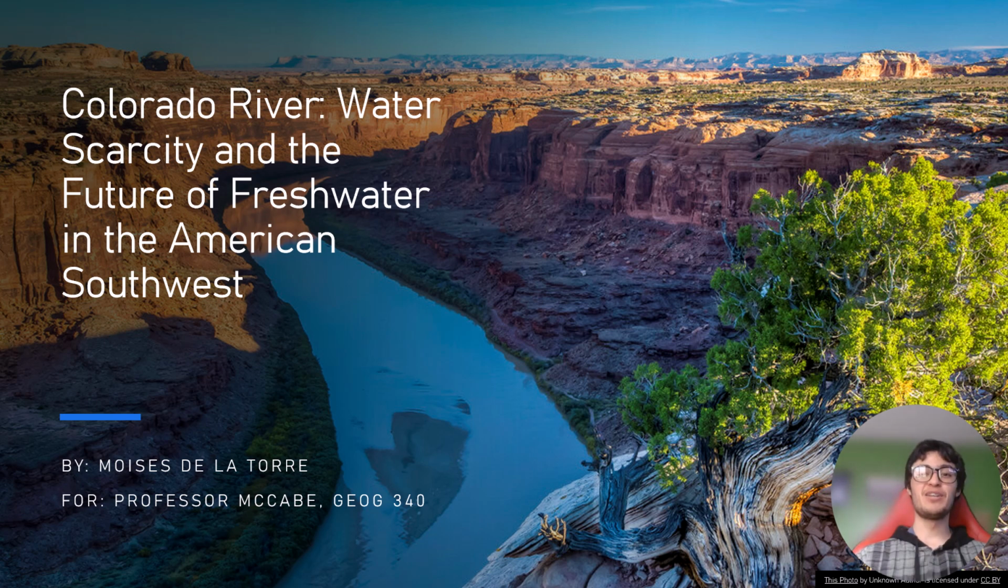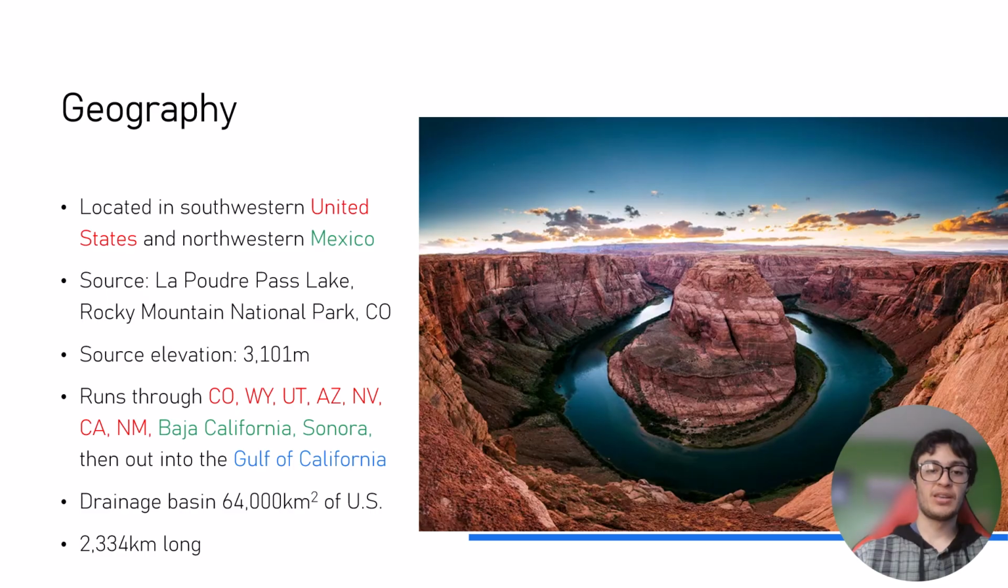My name is Moises de la Torre, and I will be presenting the Colorado River for Geography 340 for Professor McCabe. It's located in southwestern United States and northwestern Mexico, and it starts at La Poudre Pass Lake in the Rocky Mountain National Park of Colorado at the source elevation of 3,101 meters.